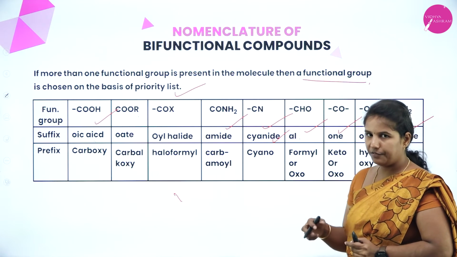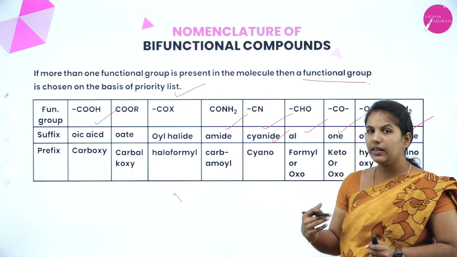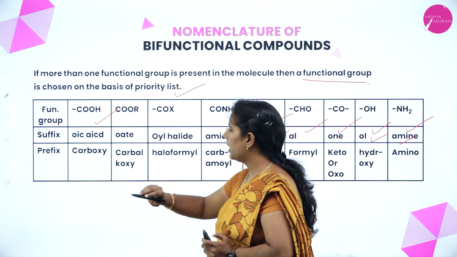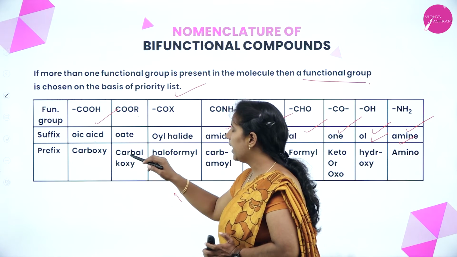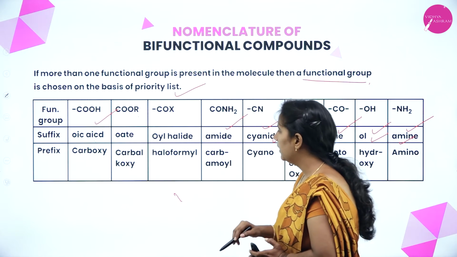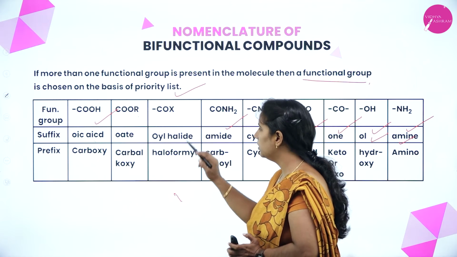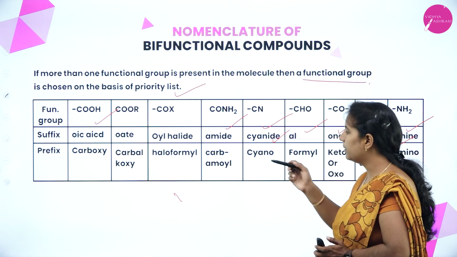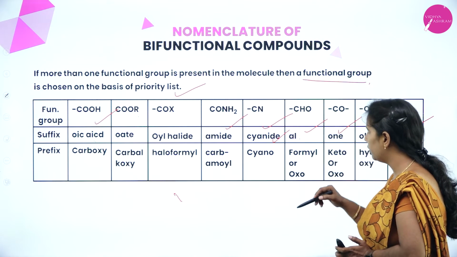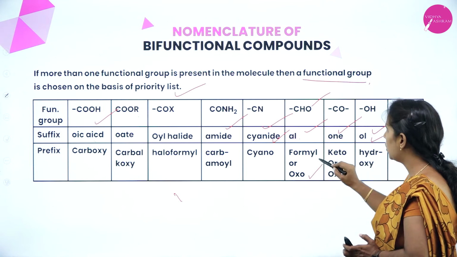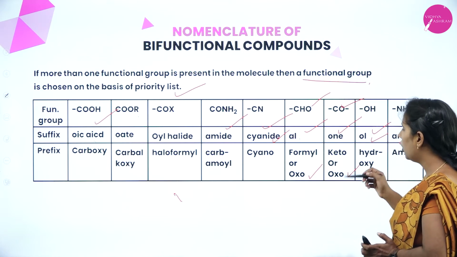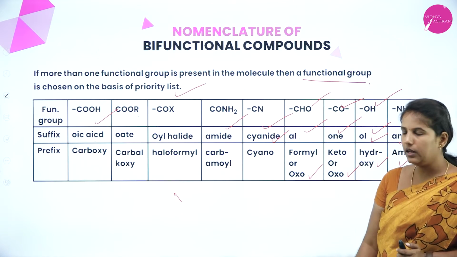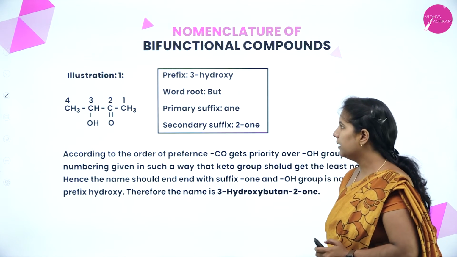Now, if more than one functional group is there, we have to go with the prefixes for the others. They are considered as prefixes. For the carboxylic acid we say carboxy, for the ester we say carbalkoxy, for the halides, COX, we say haloformyl. For CONH2 we say carbamoyl, for the CN we say cyano, for the aldehyde we say oxo, for the ketone we say keto or oxo, for the hydroxyl group we say hydroxy, and for the amine we say amino. We will understand this with an example.